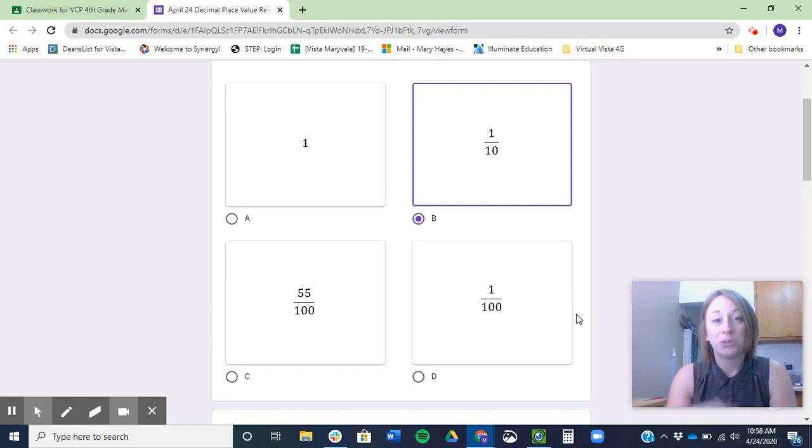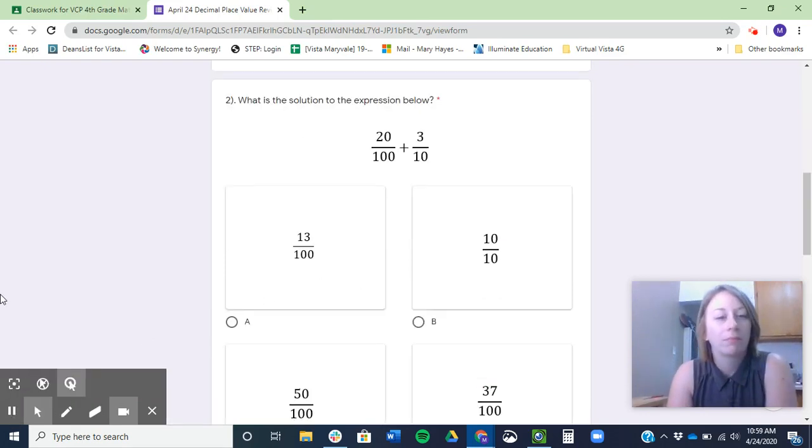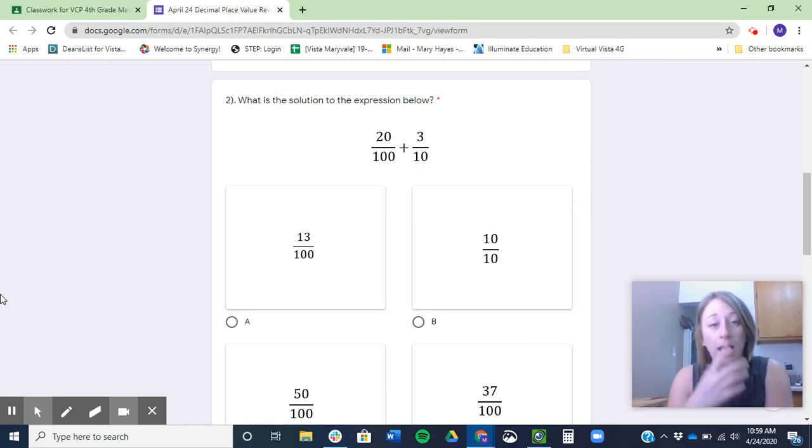We're going to continue to use this idea of equivalence to help us answer questions 2 and 3. Go ahead and organize your scratch piece of paper. Okay, go ahead and read question number 2 to yourself, and then I'll read it aloud. Make any annotations on your scrap piece of paper. Question number 2 says, what is the solution to the expression below? 20/100ths plus 3/10ths.